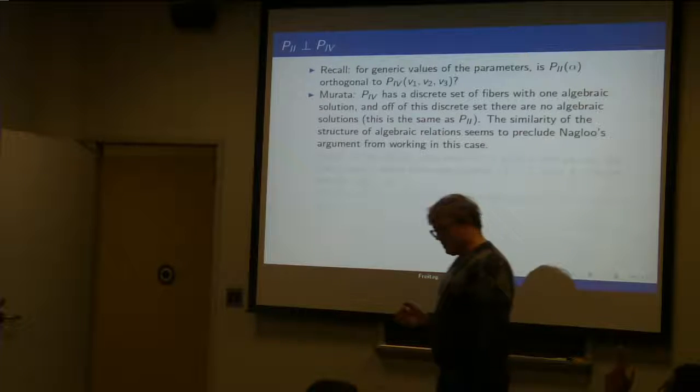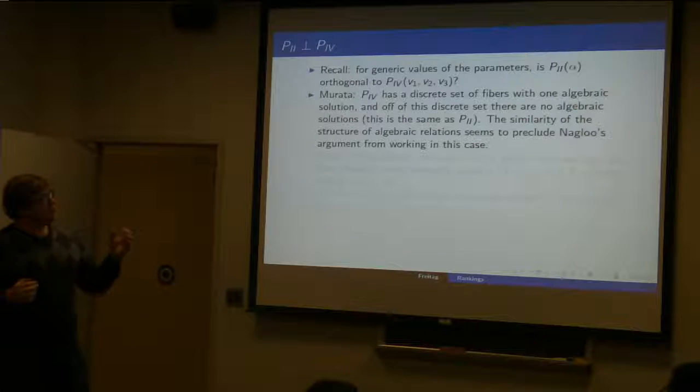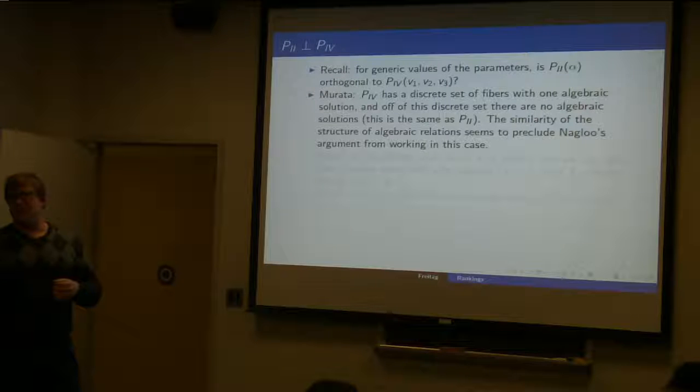And they don't have to be mutually generic. And this is essential. Ronnie points out, I am not assuming anything about alpha and V1, V2, V3 being mutually generic. It could be that alpha equals V1, or it could be that alpha equals V1 minus V2. Okay, I'm not assuming that. Alpha is generic, V1, V2, V3 is generic, but not mutually so.